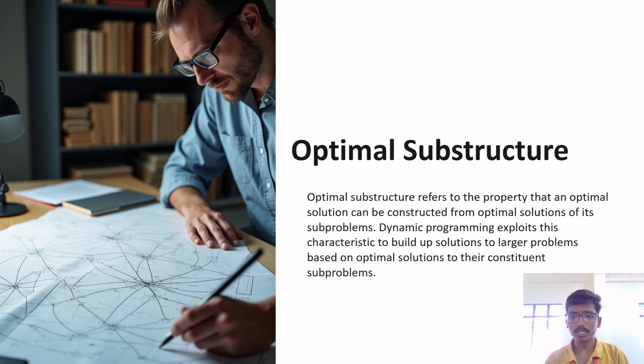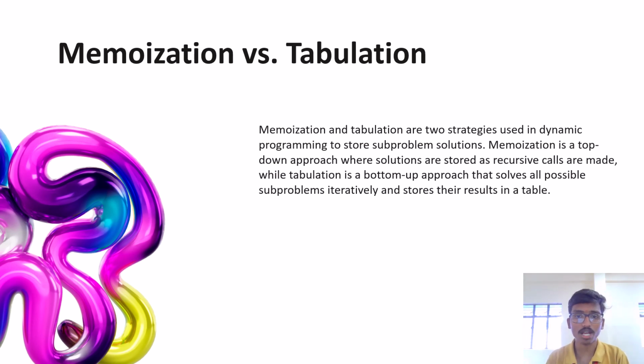Optimal substructure refers to the property that an optimal solution can be constructed from optimal solutions of its subproblems. Dynamic programming exploits this characteristic to build up solutions to large problems based on optimal solutions to the constituent subproblems. Memoization versus tabulation.